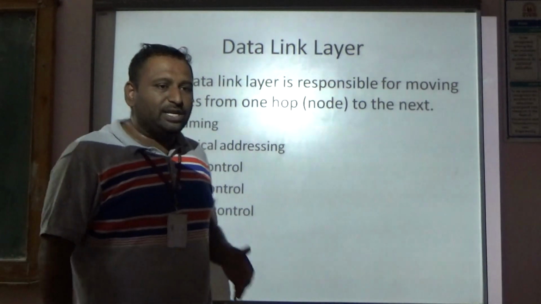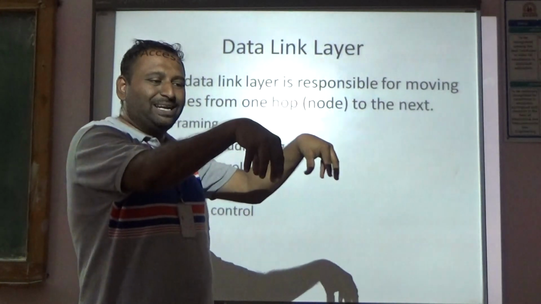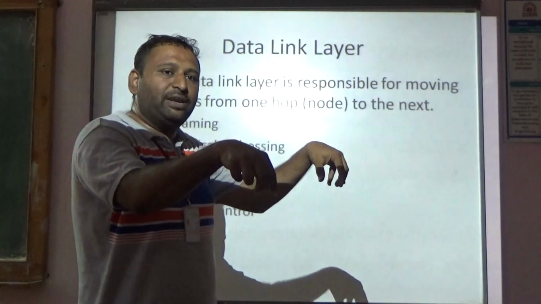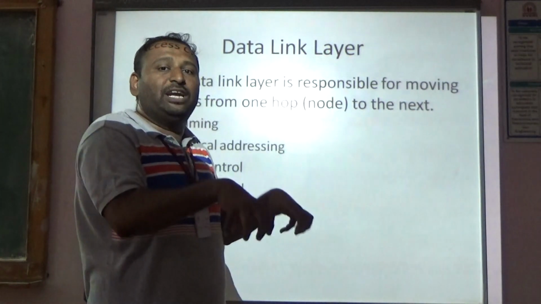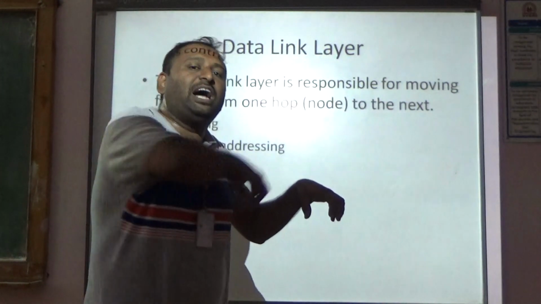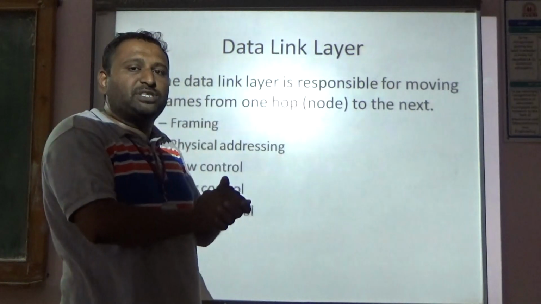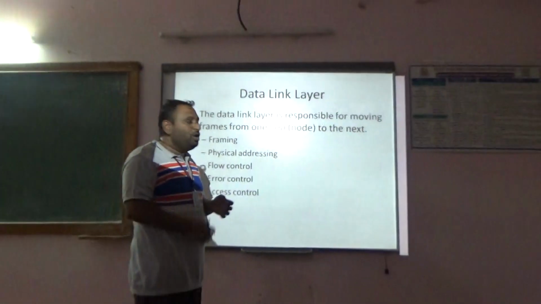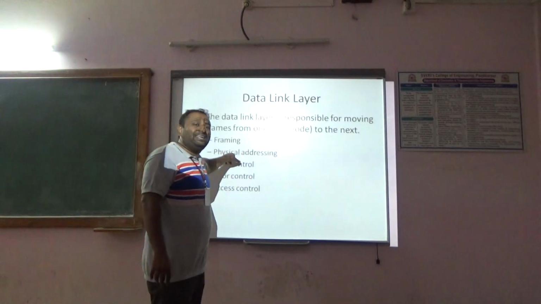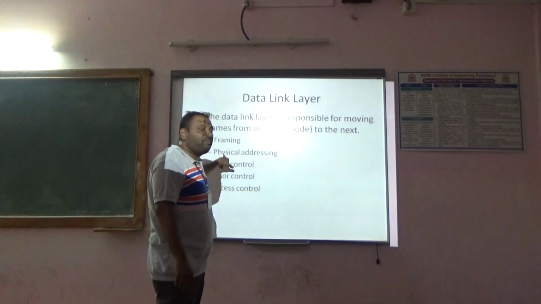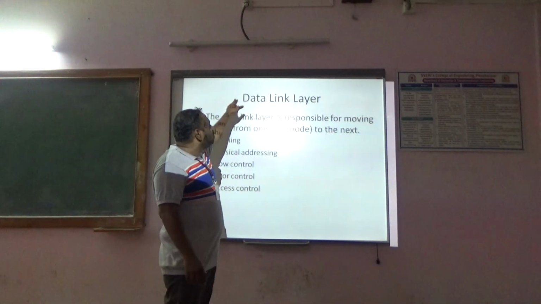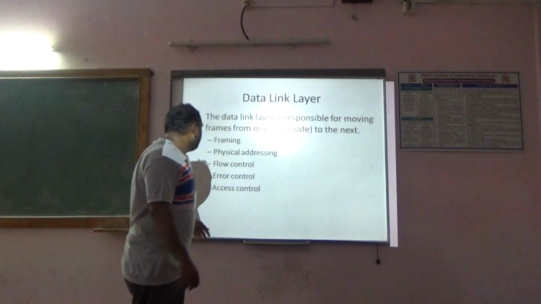So what we do here is, there are two nodes interconnected via one particular channel, but not only two nodes are connected to the network; there will be several other nodes, several other systems connected to the channel. So we start giving addresses, or we start calling each node by its physical address, and that is also done at the data link layer.